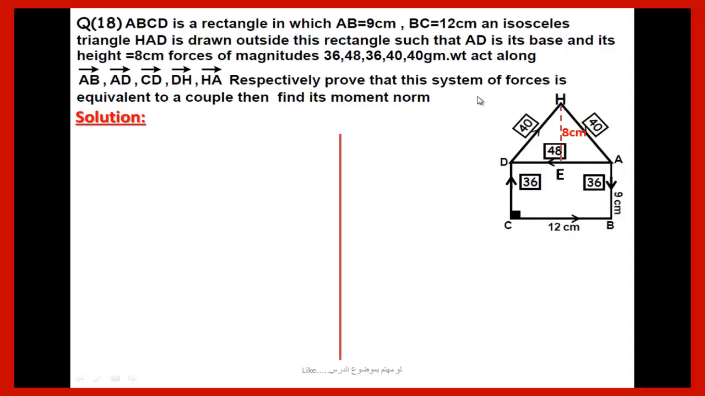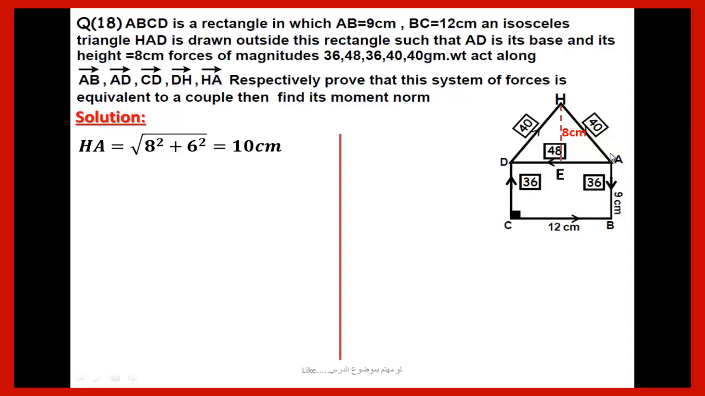Prove that this system of forces is equivalent to a couple, then find its moment norm. So we are required to prove that the system of these forces forms a couple, and to find the norm of its moment. First, calculate the length of HA. Note that HA equals HD. So what is the length of HA?